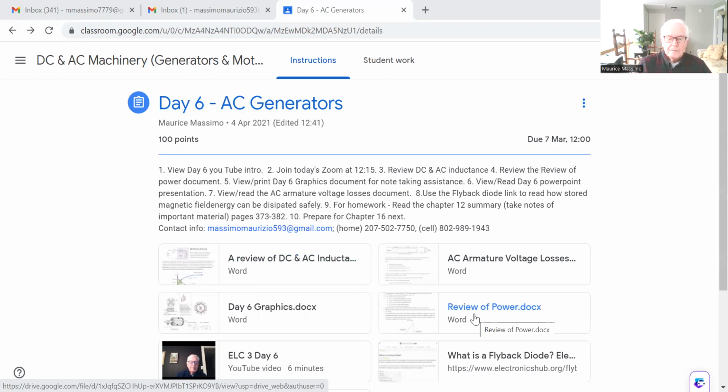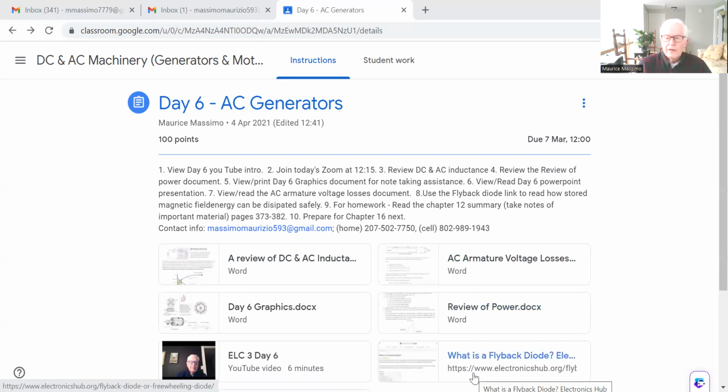That's the reactive power. That is mostly lost in your armature voltage losses. So we've got a review on that. It's a very important thing that you go over.